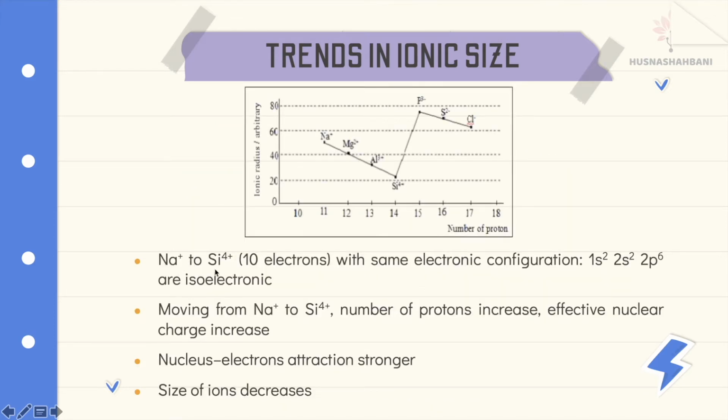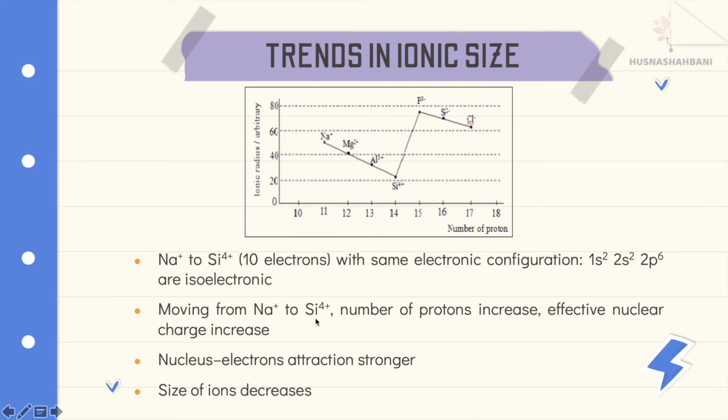Na+ to Si4+. All of them have 10 electrons, so they are called isoelectronic because all these ions have the same electronic configuration. They are isoelectronic. So this one, across a period from Na to Si, from left to right.